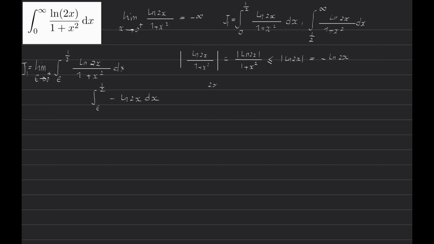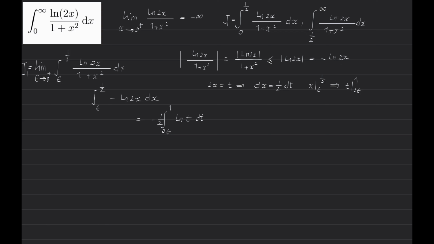So for example, let me take 2x to be t. Then dx is 1/2 dt. And if x goes from epsilon to 1/2, then t goes from 2 epsilon to 1. So this integral now becomes equal to minus the integral from 2 epsilon to 1 of ln of t, and instead of dx I put 1/2 dt, so I write dt here and 1/2 there. But this is a very standard integral, so you can use integration by parts to calculate it.